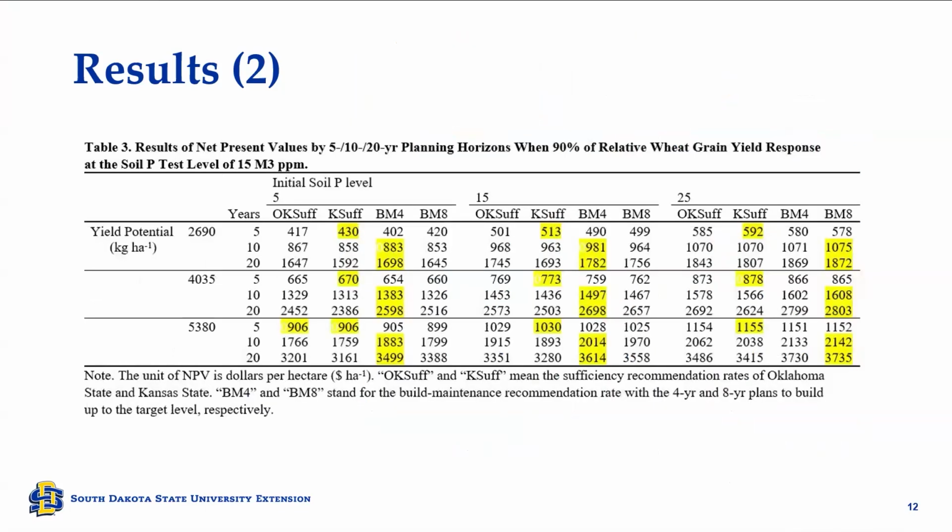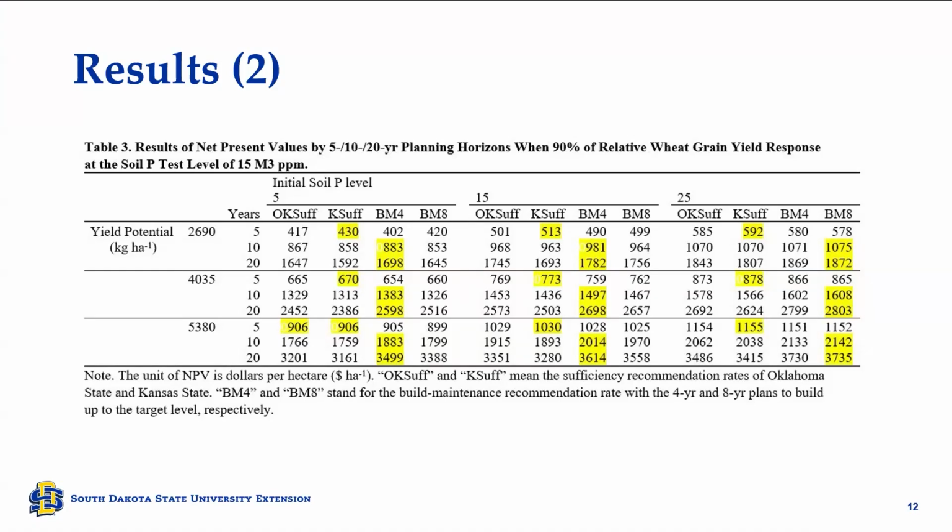And then this result is one part of my table for the net present value. The left column is yield potential, I mean, the rows are yield potentials, and the columns are initial soil phosphorus level. Regardless of their soil phosphorus level, the yield potential gives the same result, but depending on the timelines, it's going to be a little different.